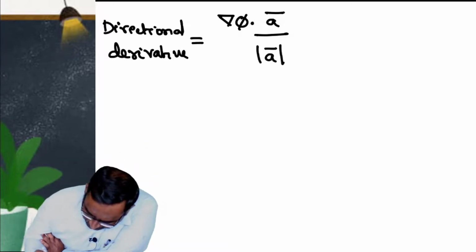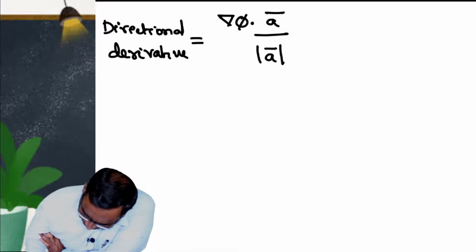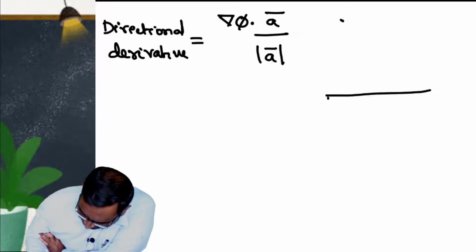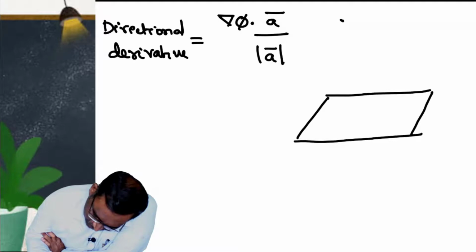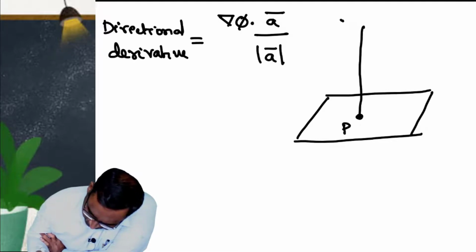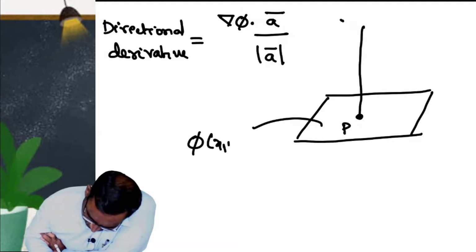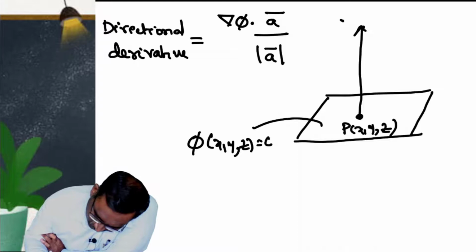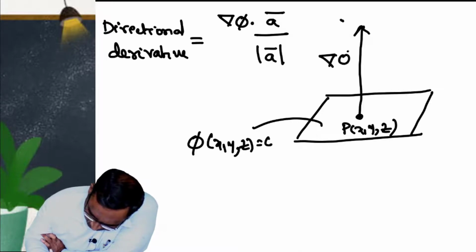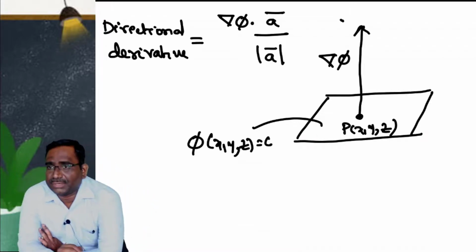The directional derivative. Suppose this is my level surface, phi of x, y, z is equal to C, and this is the point P of x, y, z. This is nothing but the normal vector, del phi, at that particular point.